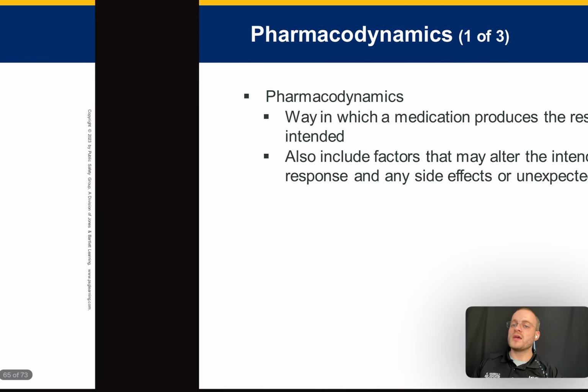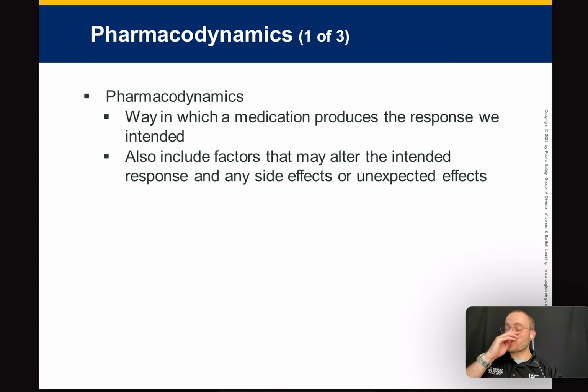We know that, okay? And then we have this thing called pharmacodynamics. It's different than pharmacokinetics. And this is a way in which a medication produces the response we intended. So basically, dynamics means like how does it interact? How does it do what it does when it's in the body, right? So this also includes factors that may alter the intended response and any side effects or unexpected effects, okay? So the pharmacodynamics is basically when it's in the body, what is it gonna do to different organ systems, and what are the dynamics? What type of relationships is it gonna create in there?